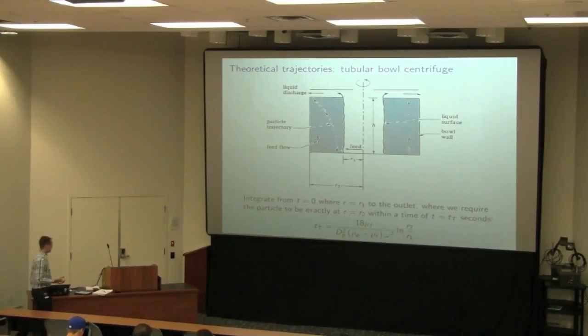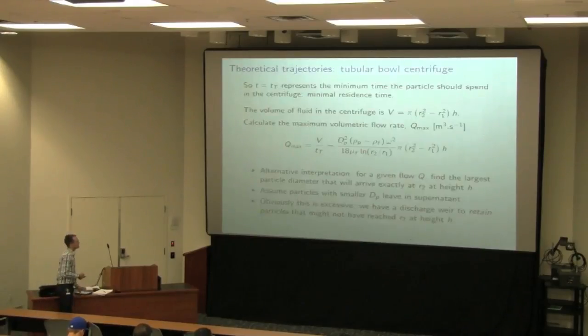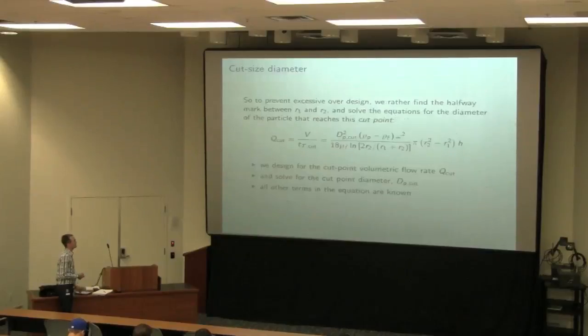So we went to a slightly less excessive design criteria, and we call that Q cut. So this is the volumetric flow rate to achieve a certain cut size. And now our integration limits, instead of going from R1 to R2, are from R1 to halfway between R1 and R2. So really all that gets modified is this denominator term inside the volume.